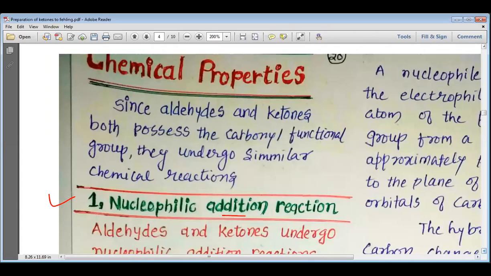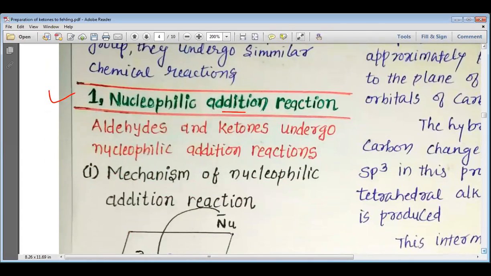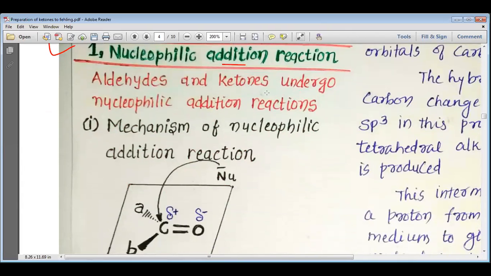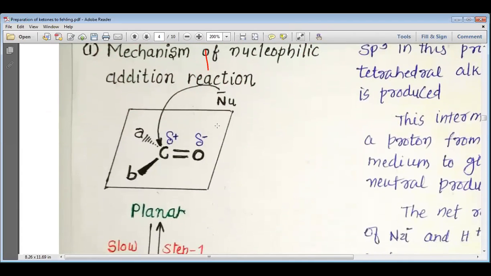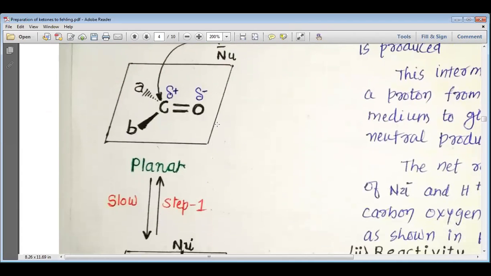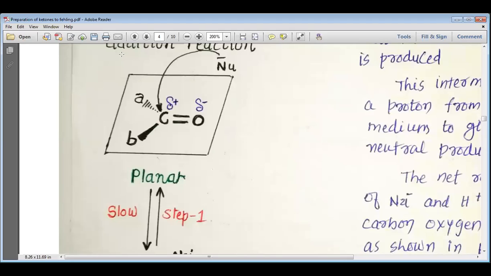First, we want to study about the nucleophilic addition reactions. So aldehydes and ketones undergo nucleophilic addition reaction. They both undergo the same type of nucleophilic addition reaction. So let's have a look at this. You can pay attention. Here you can see that this is the carbonyl group where the nucleophile has attacked.